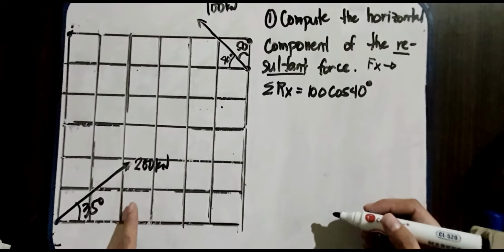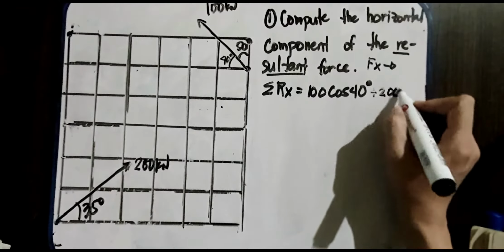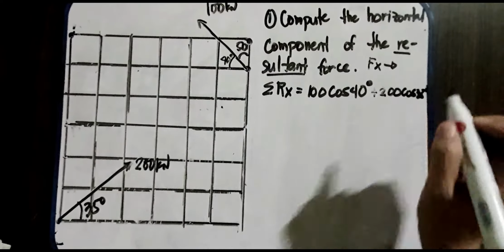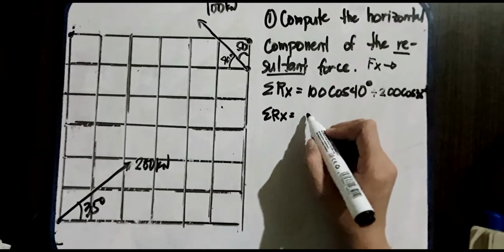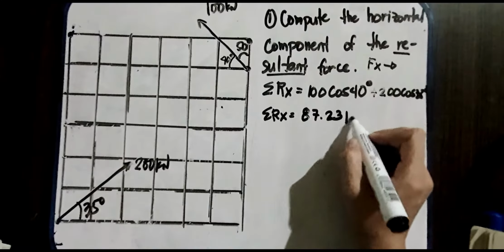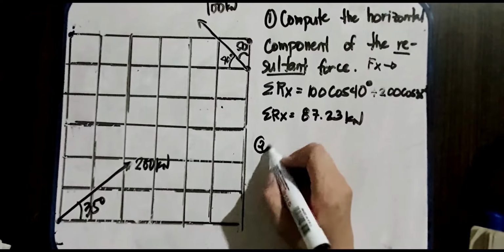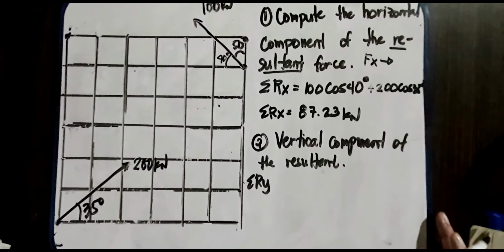Next is we have 200 cosine of 30. So, plus 200 cosine of 35 degrees. So, summation of Rx, paki-add lang to. So, we have 87.23 kilonewton.